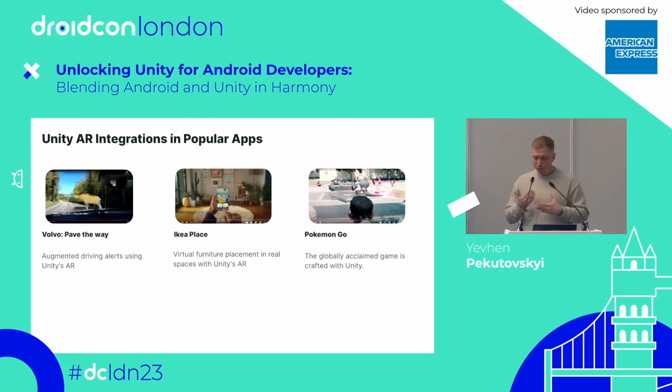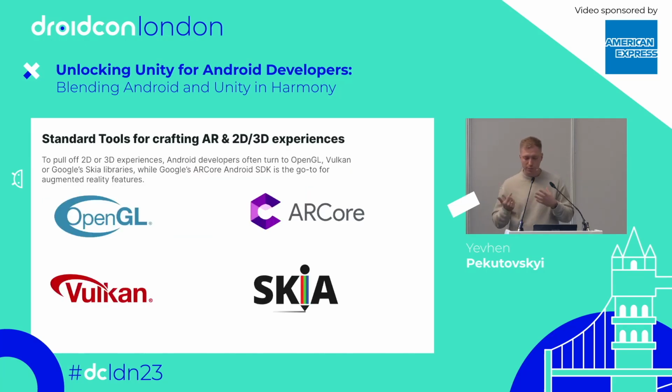We may aim to create pioneering products seamlessly integrating rich dimensional visualizations into design and architectural projects, enriching educational and training experiences with immersive digital spaces. How about adding a bit of fun and playful deviation, allowing users to engage in activities like Pokemon hunting and interacting with face filters? Clearly, creating all of these unique experiences isn't something you can do with just the standard toolkit. To pull off 2D or 3D experiences, Android developers often turn to OpenGL, Vulkan, or Google Sceneform libraries, while Google's ARCore Android SDK is often the go-to for augmented reality features.